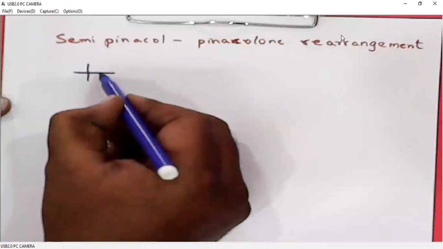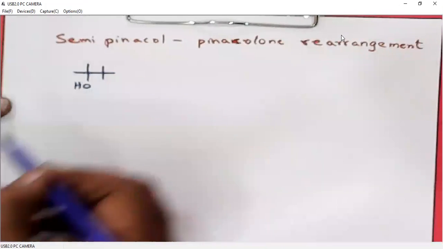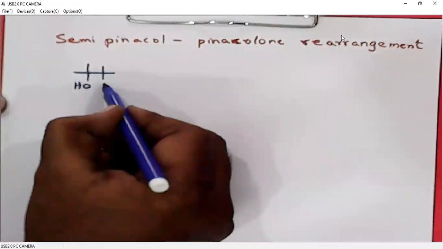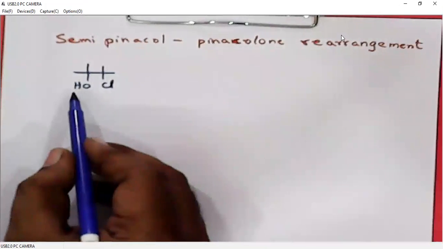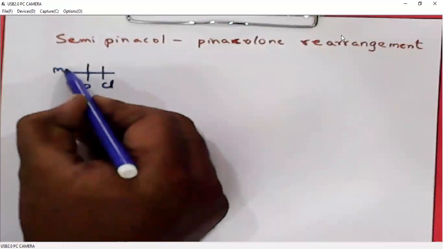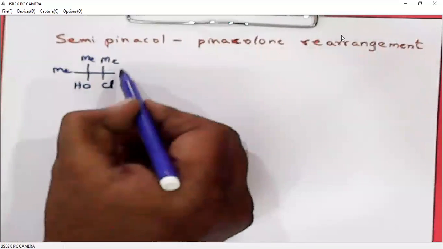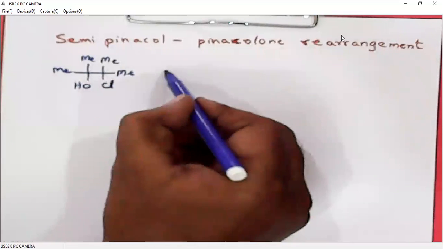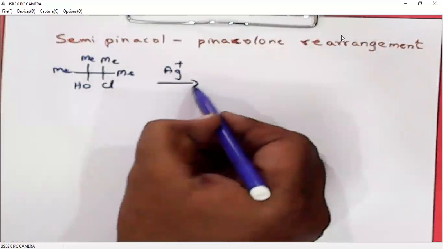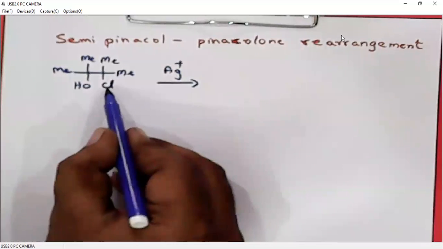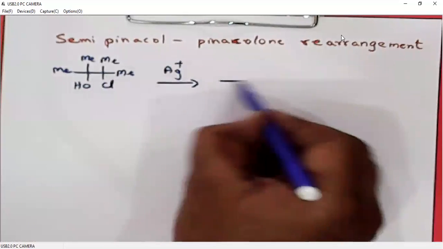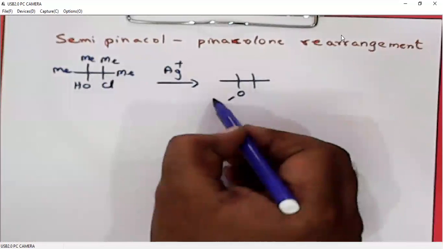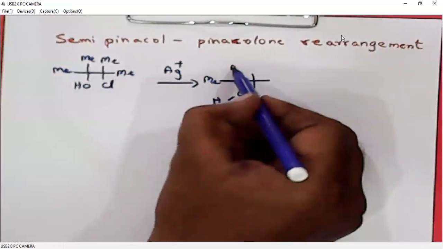In pinacol-pinacolone rearrangement, we used to have two hydroxy groups. But here we will have one hydroxy and another leaving group. So when we activate this leaving group, it will leave, generating a carbocation here. Once the carbocation is generated, the other steps are similar to the pinacol-pinacolone rearrangement.